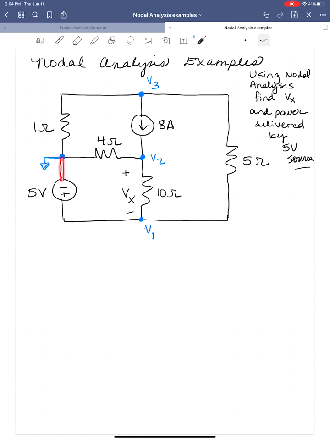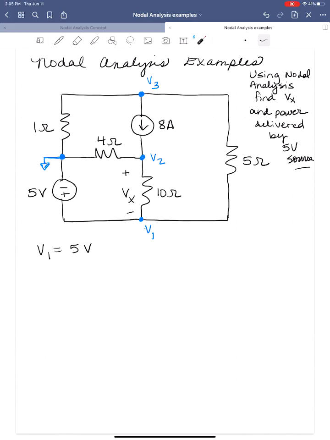Since we've chosen ground to be on this side of the voltage source, what does that mean for the voltage V1? It means that V1 is equal to 5 volts. Okay, we know that before we even get started. Again, plus V1 here that we've labeled V1 minus the reference node ground has to equal 5 volts. So V1 has to be 5.